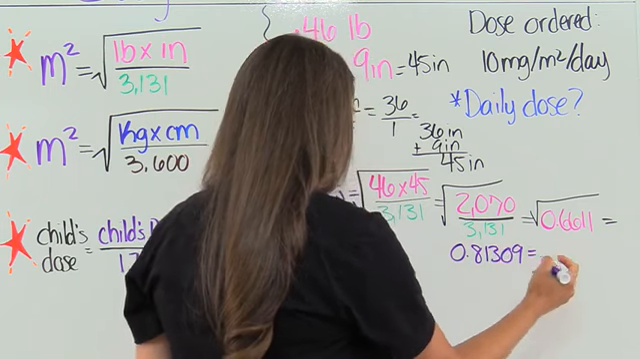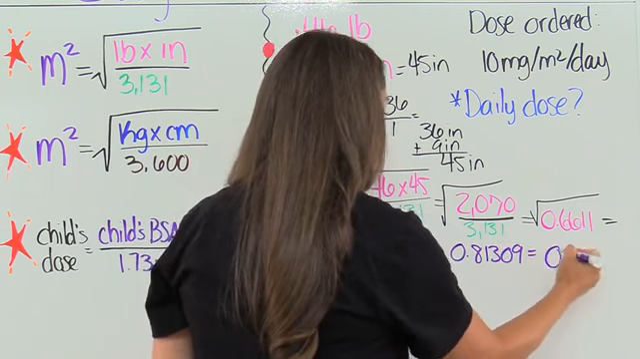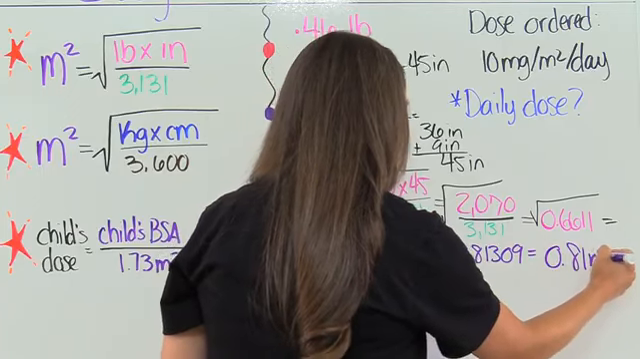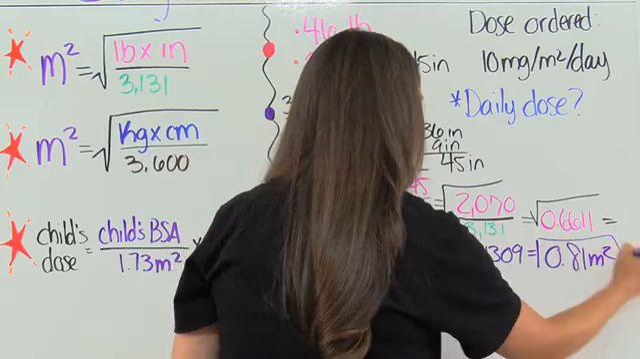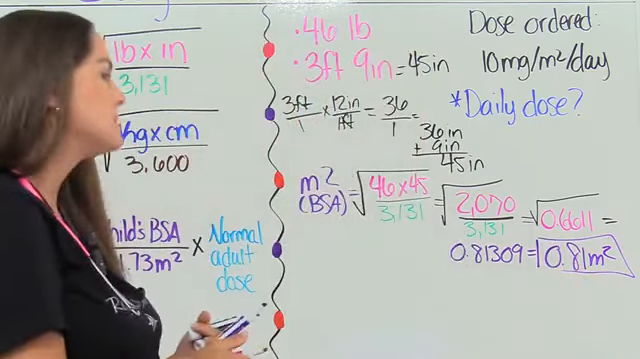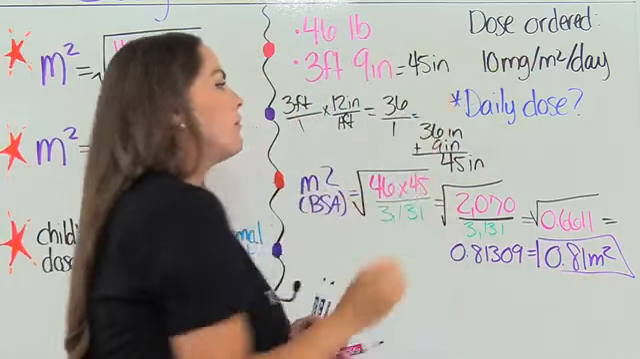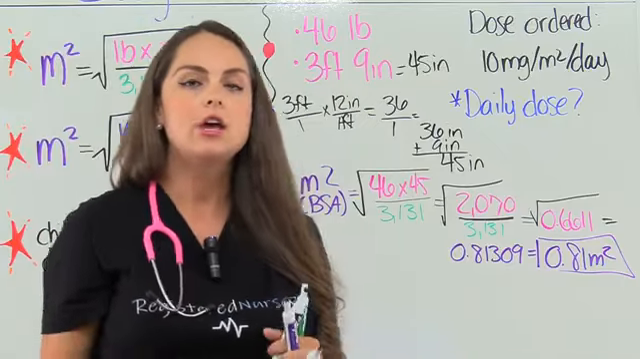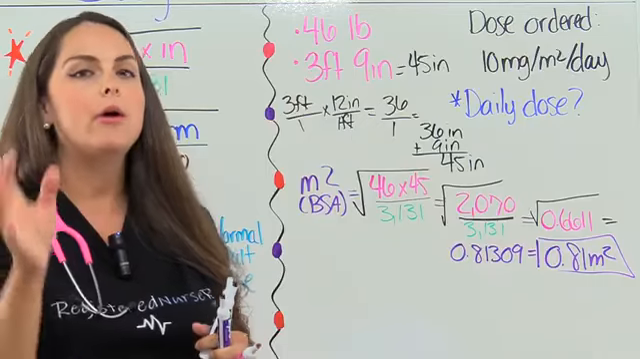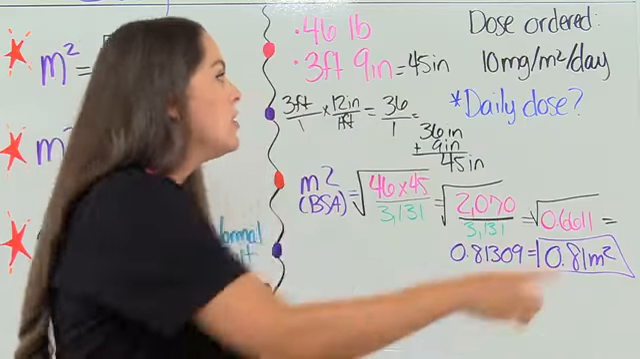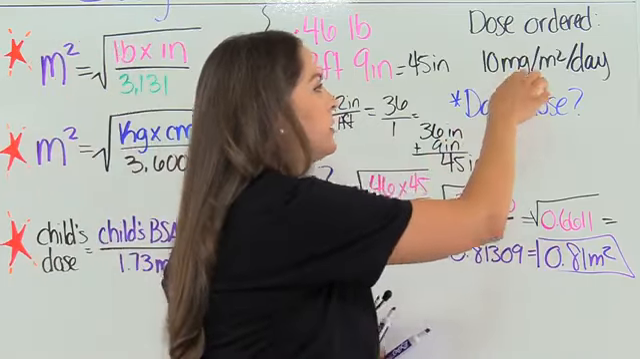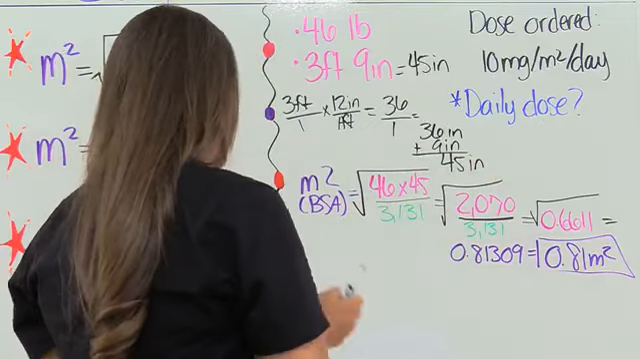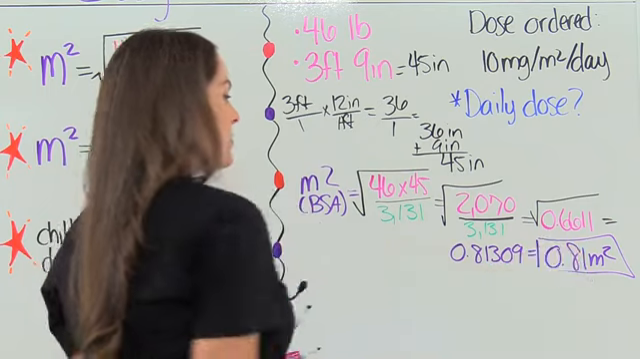0.81309. We're going to round to the nearest hundredth. So our patient's body surface area is 0.81 square meter. Now we have that. Now we need to solve for the daily dose. So our daily dose says for every square meter of body surface area that patient is, they're going to receive 10 milligrams per day.